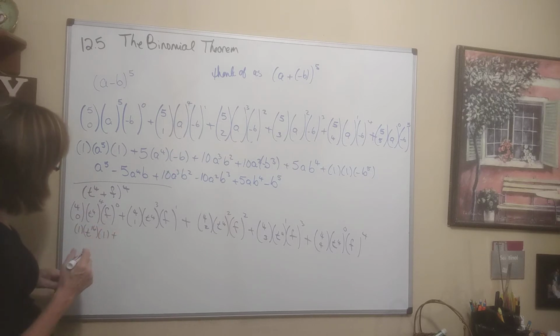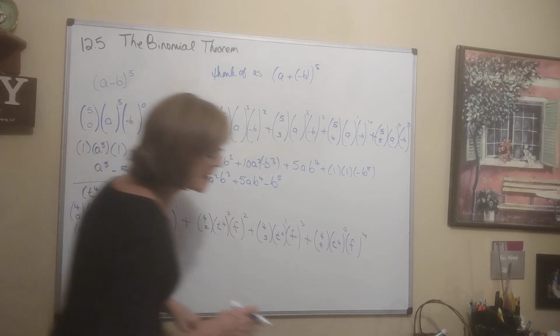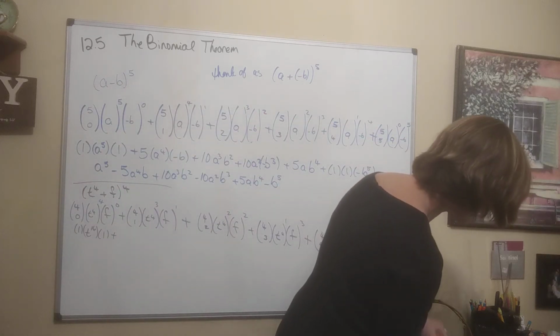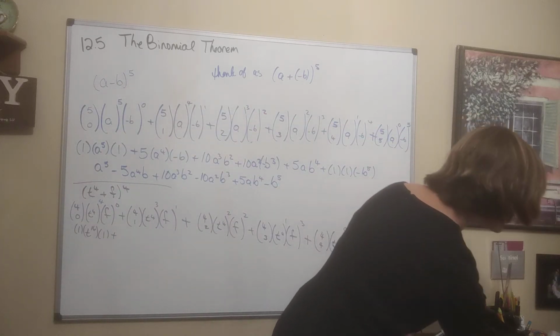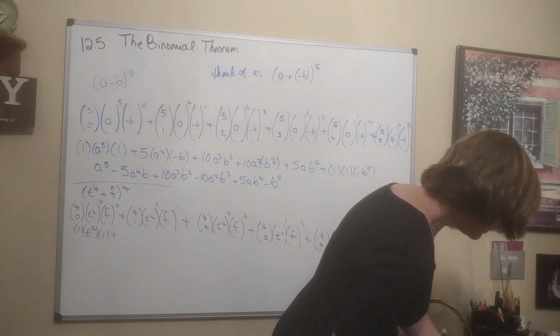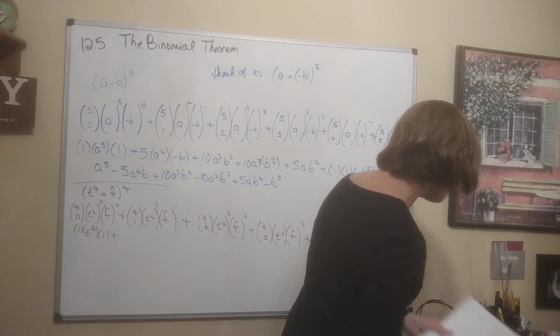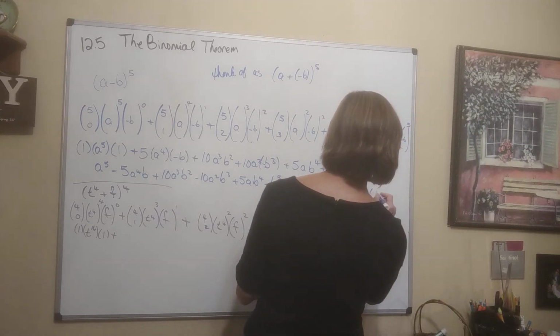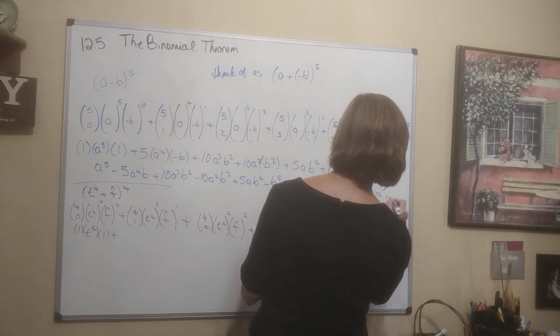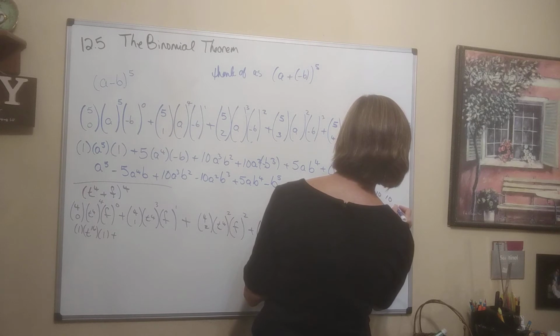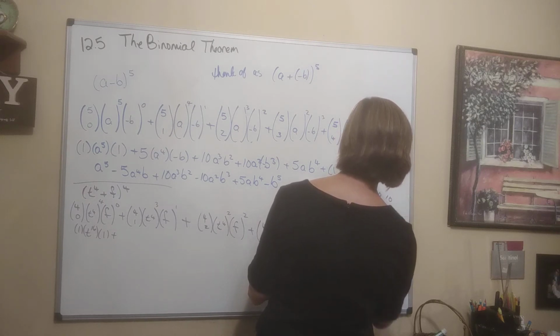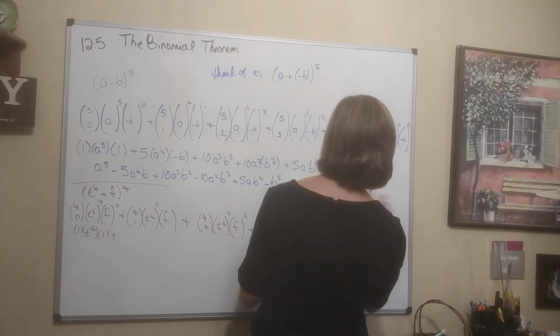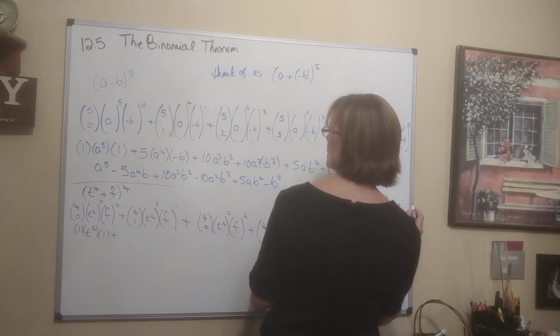4 choose 1. Let me see, I'm on the 5th row of Pascal's triangle. I might just borrow that real quick. What is the fifth row? Let's see. 0, 1, 2, 3, 4. Oh, I didn't do the fifth row. The fifth row is going to be 1, 5, 10, 10, 5, 1.